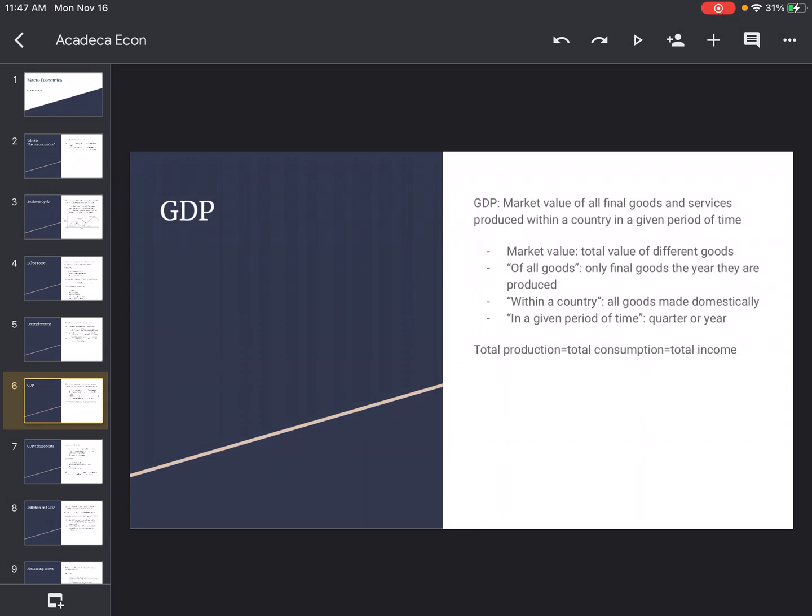And produced within a country, of course, implies that the goods have to be made domestically, even if not by a domestic firm. And then in a given period of time, that's usually a quarter or a year. And then a good thing to remind yourself of is just total production is equal to total consumption, which is equal to total income.